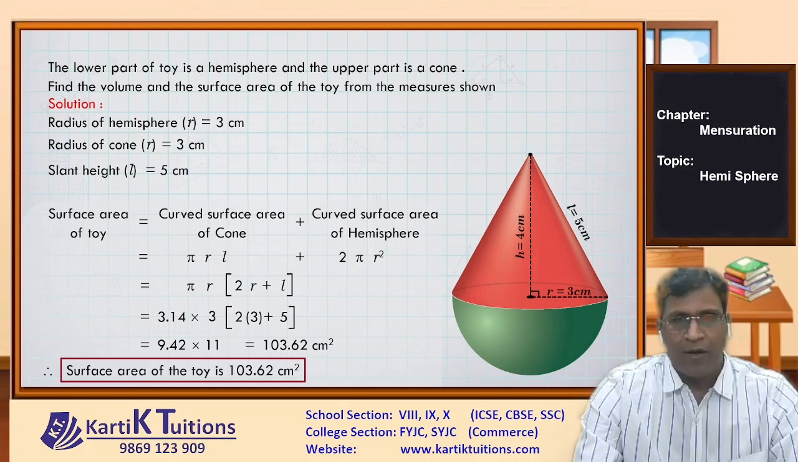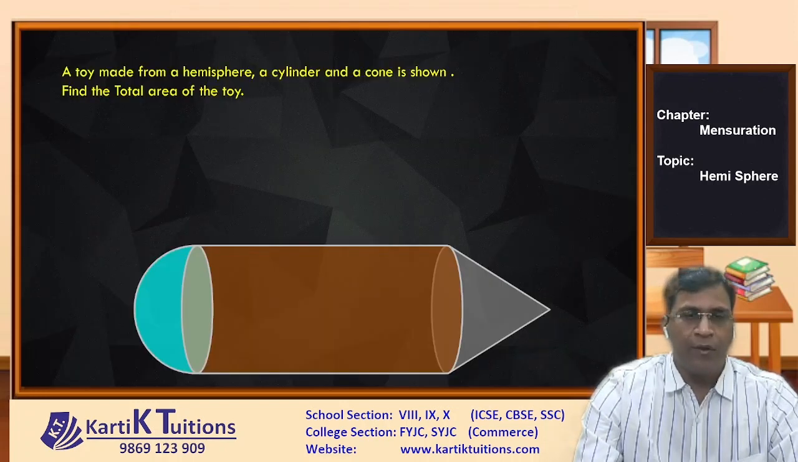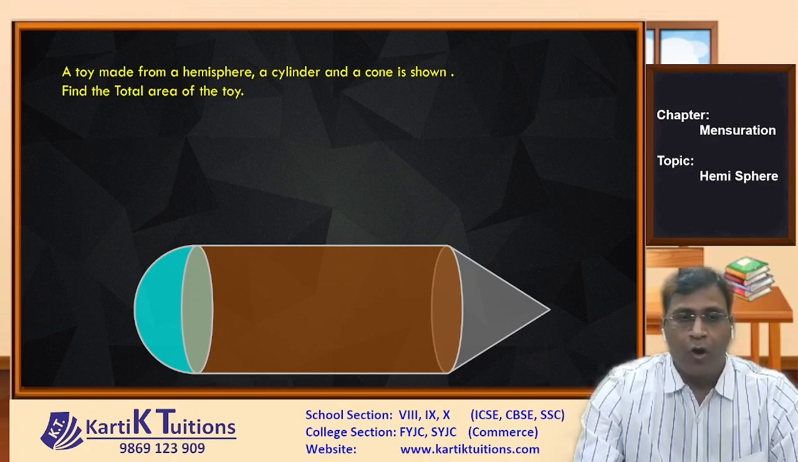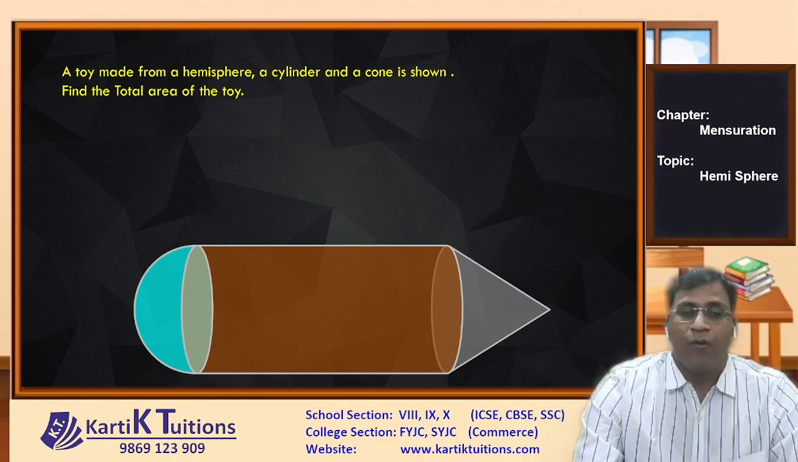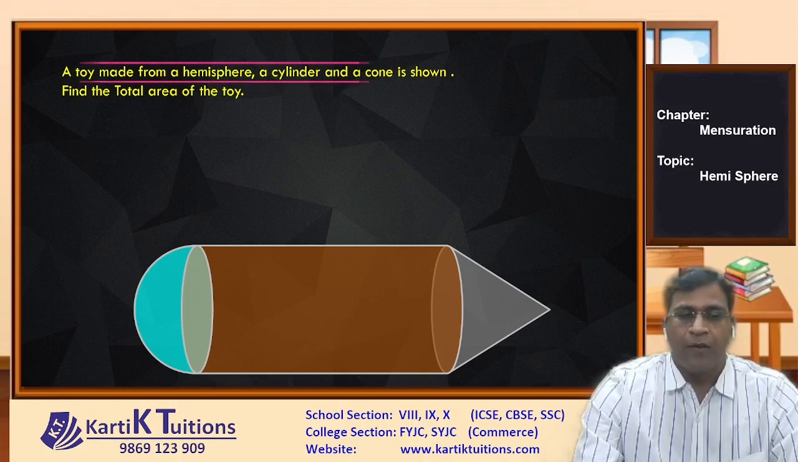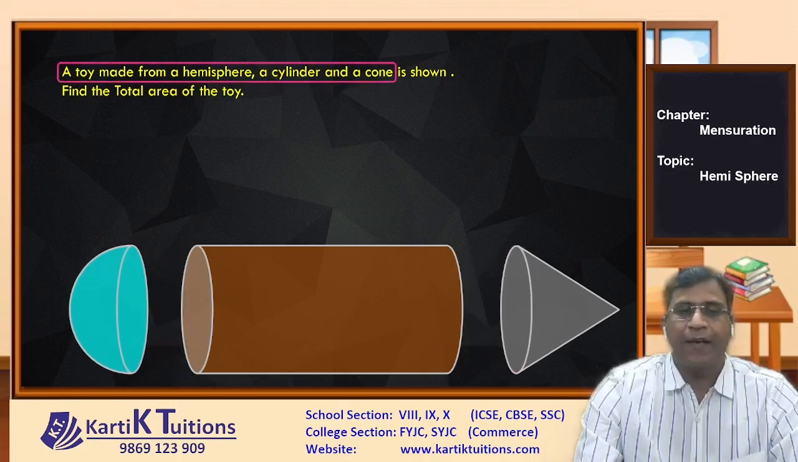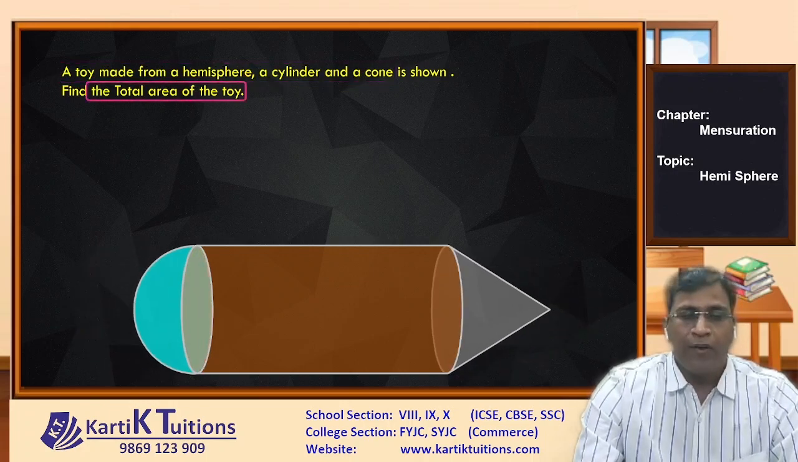Let's have a look at one more interesting sum. A toy made from a hemisphere, a cylinder and a cone is shown. Find the total area of the toy. Again, just be careful. Just to confuse you, when they say total surface area of a toy, you're not going to find the total surface area of each solid separately. Understand which part you will touch of which solid, so you will be able to understand क्या find करने से क्या answer आएगा. Now, this toy is made up of three parts. First is hemisphere, second is cylinder, and a cone. Then now we have to find the total area of the toy.